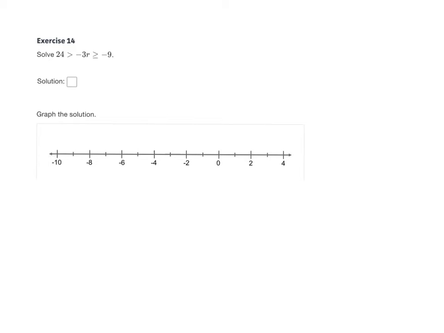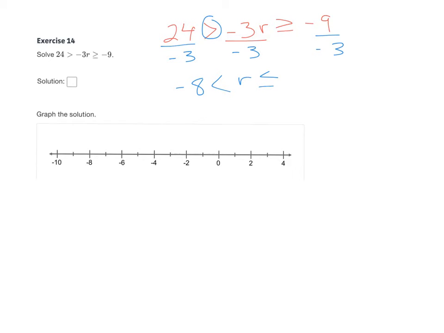14 is a similar process. Let me write this out. We've got 24 greater than negative 3r greater than or equal to negative 9. And what we're going to do is divide by negative 3. And remember, when you divide by a negative, your inequalities are going to have to flip. So I'm going to have negative 8. I got to flip that inequality, so that becomes less than r. I got to flip this inequality, less than or equal to 9 divided by 3. Negative divided by negative is a positive.